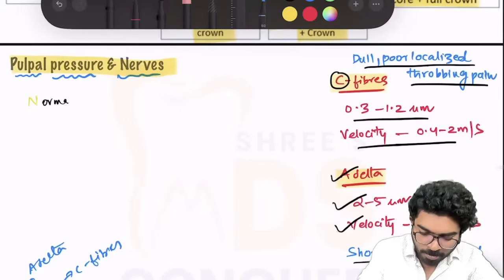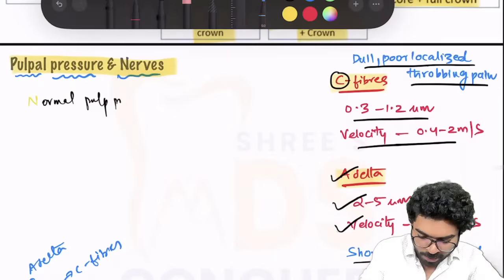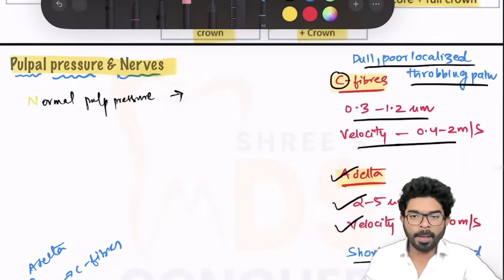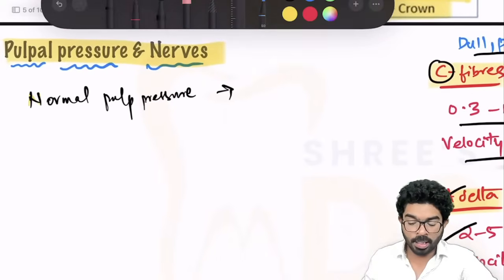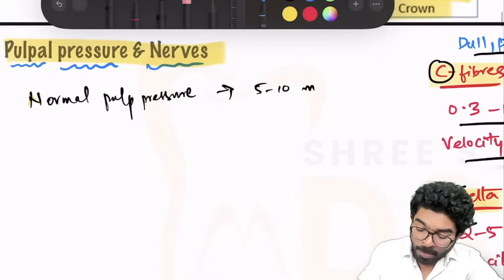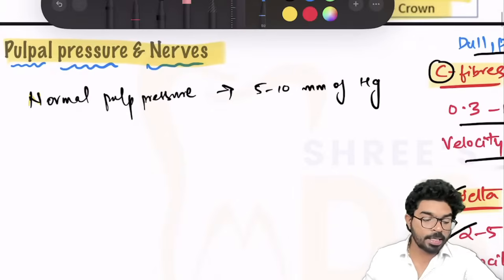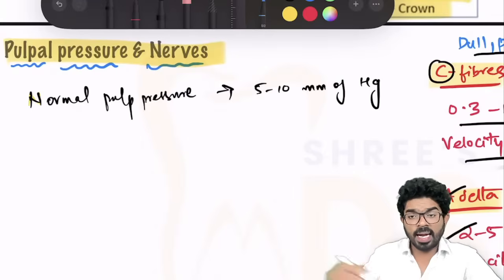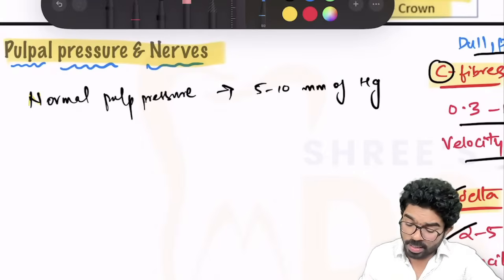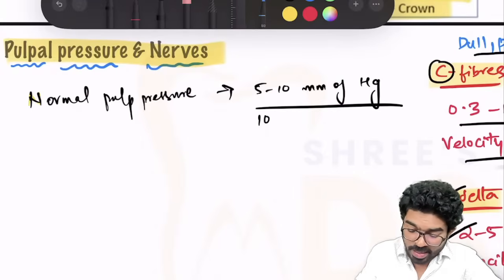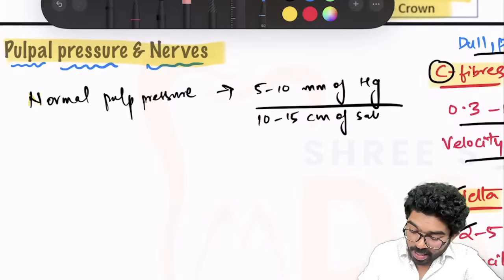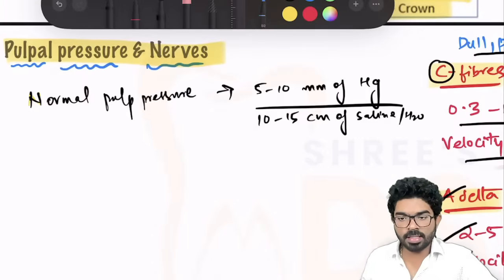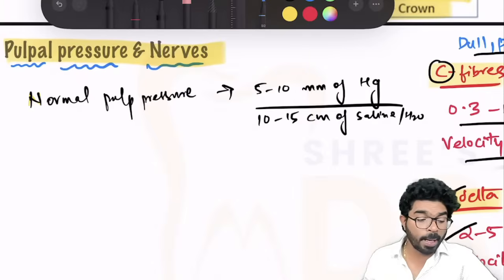normal pulpal pressure. Anyone? What is the normal pulpal pressure? So normal pulpal pressure is 5 to 10 mm of Hg. If they're asking in Hg. Or they can ask you in centimeters of saline. If they're asking centimeters of saline, it is 10 to 15 centimeters of saline or water. So this is the normal pulpal pressure.